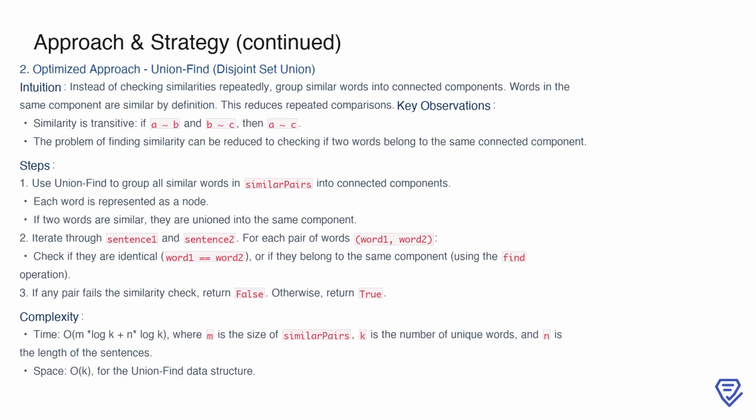The time complexity is O(m log k + n log k), where m is the size of similar pairs, k is the number of unique words, and n is the sentence length. The space complexity is O(k) for maintaining the union find structure. This balance of efficiency and scalability makes union find a strong candidate for solving the problem.